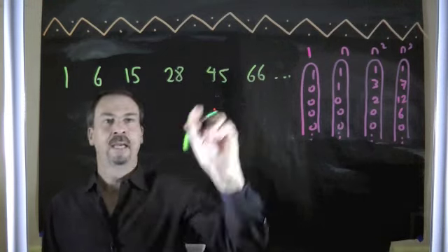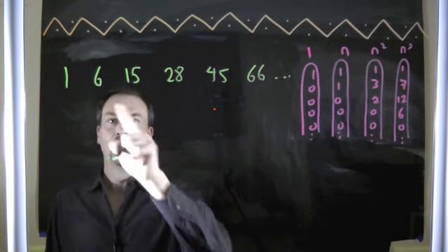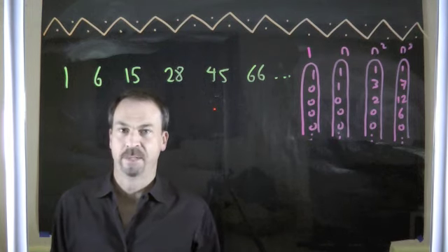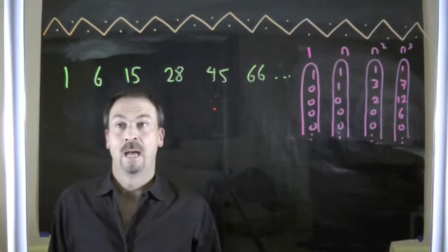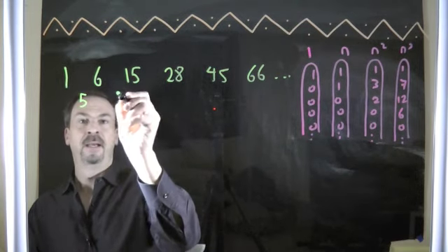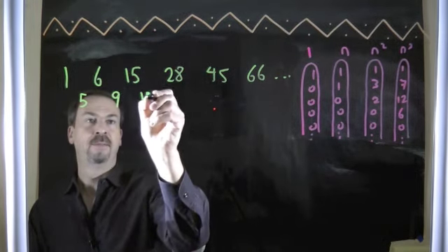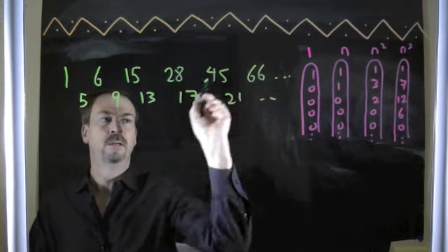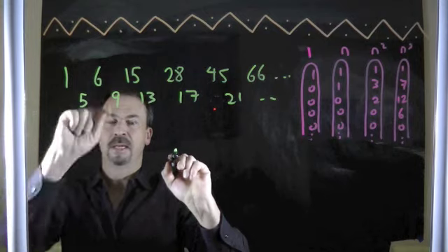Okay, here is a strange sequence in green. 1, 6, 15, 28, 45, 66. Can we find a formula for this? Well, let's try. First thing we do is try to find its leading diagonal. 1 to 6 is up 5, 6 to 15 is up 9, up 13, up 17, up 21, and so on. Okay, so it's not linear.